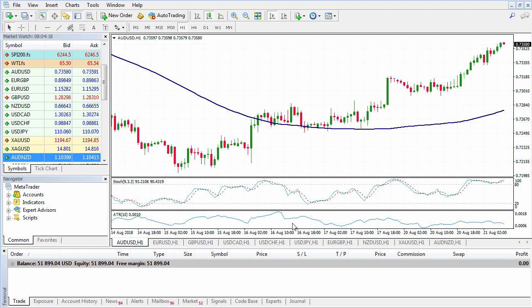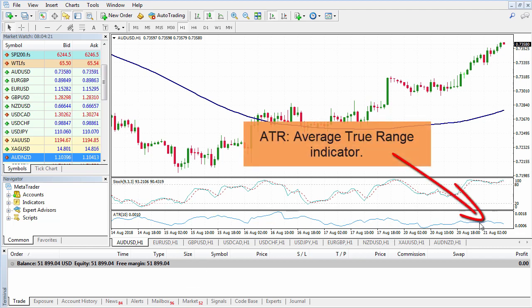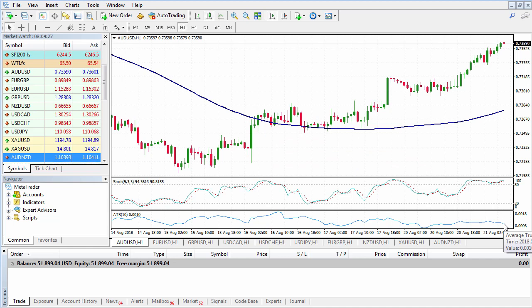You'll notice that I've got an ATR on here. So the ATR is good because it lets us know how much the market is moving on average per hour. So at the moment, it's moving 0.0010, which is 10 pips on average per hour. So let's get a few things on here to give us a bit of an indication of where we might want to get set here.